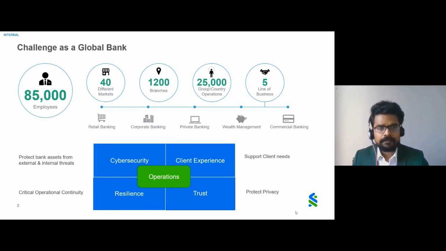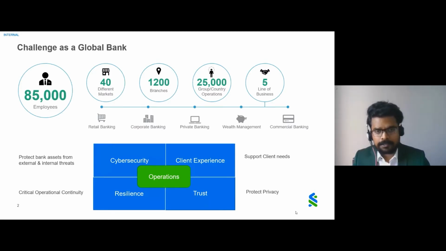So we have 85,000 employees working in the bank, and we have a presence in 40 plus markets, and we have 1,200 branches. And in fact, the operations which is supporting the entire bank have 25,000 people sitting in various countries and also in group locations. And we are supporting five different lines of banking: retail banking, corporate, institutional, private wealth, and also commercial banking. So, like I mentioned, I support analytics for group operations.